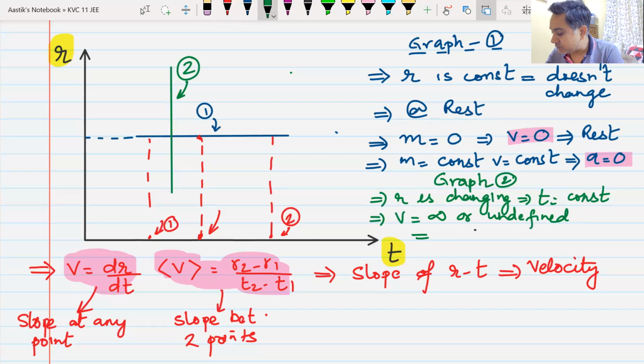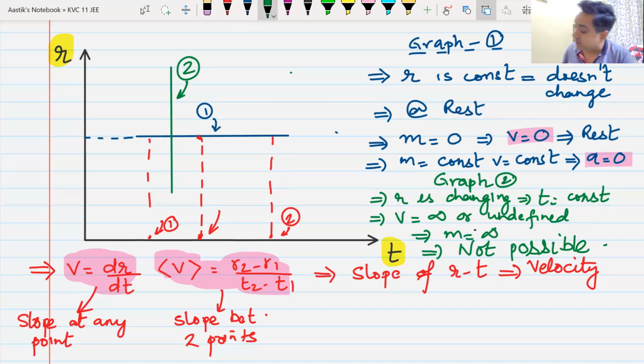Because its slope is infinite. Yes or no? Is this graph possible? At one time, can it be present at different places? So practically, sir, this graph is not possible. Do we understand this? So you will never find graph number 2 in physics. In maths, you may. In physics, it's not possible because at one time it cannot be present at different places.